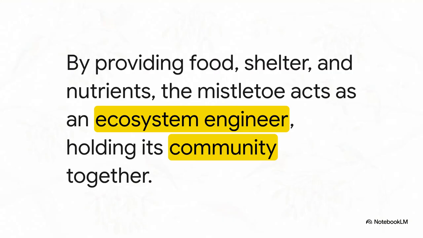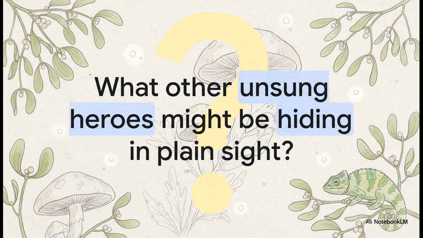It's not just living in the ecosystem, it's actively building it. You could call it an ecosystem engineer. By providing all these critical resources, it creates opportunities for so many other species to thrive. It literally holds its community together. In every sense of the word, it's the hero of its own story. And that leaves us with one final thought. The mistletoe was hiding there in plain sight the whole time. It just makes you wonder, doesn't it? What other misunderstood plants or animals are out there quietly playing a heroic role in the world around us, just waiting for us to see them in a new light?